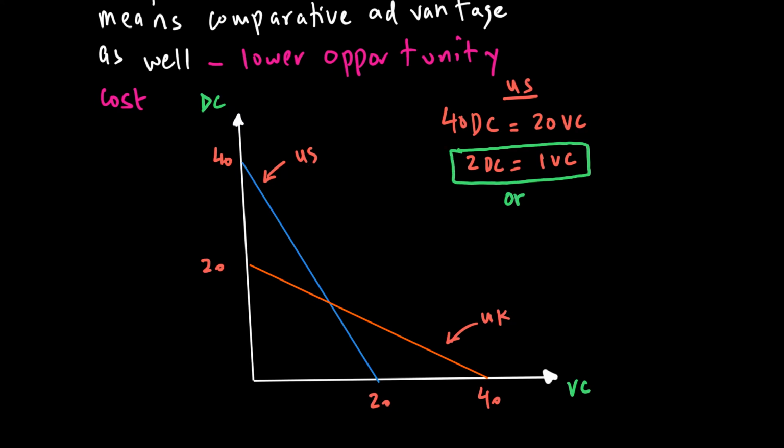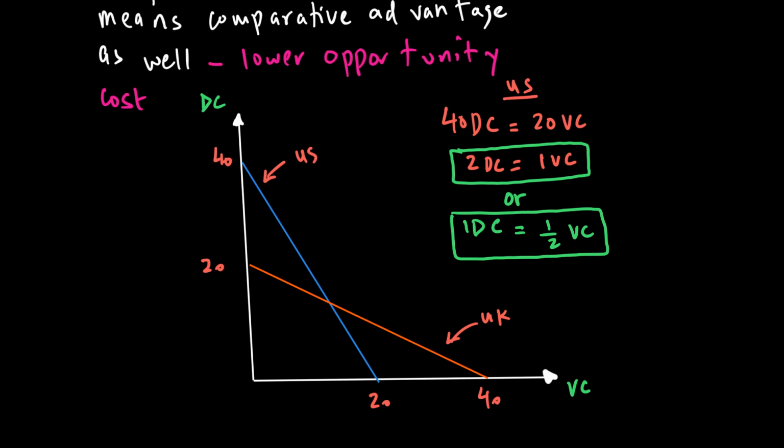I can say, or if I take this 2 on the other side, 1 digital camera is equal to 1 DC is equal to half vacuum cleaner. So I can get myself the opportunity cost of making 1 digital camera, which is equal to half VC, or in other words, 1 vacuum cleaner is equal to 2 DC.